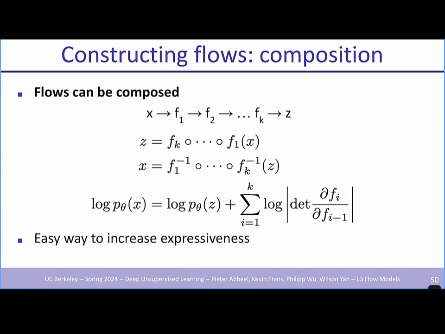Remember that even though each mapping is constrained to be convenient, invertible and have an easy determinant, we can stack them together. And we already saw with autoregressive flows that it allows us to change the ordering along the stack and be more expressive than the autoregressive models from last time, even though within each stack, we're a bit more constrained. Question here.